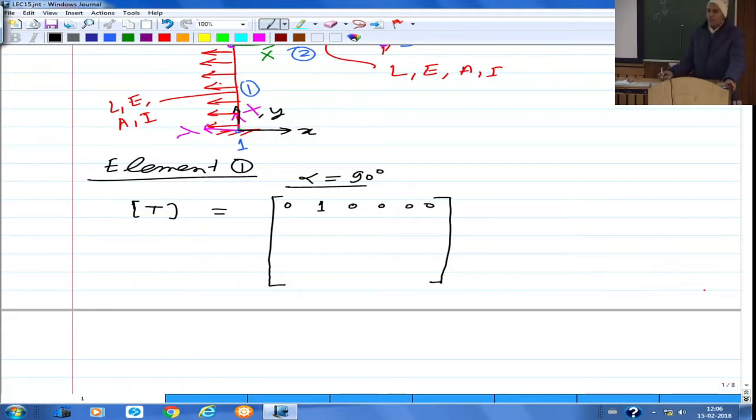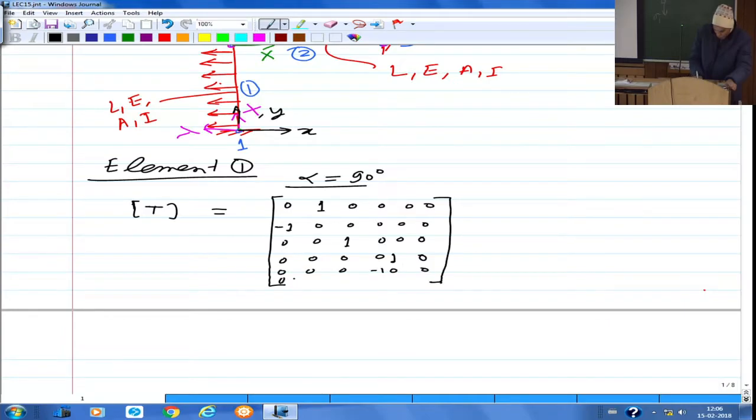Then the second row was minus sin alpha, cos alpha. So you will have here minus 1, this is 0, and then the rest of the things are 0. Then the third row was 0, 0, 1, 0, 0, 0, and then 0, 0, 0, 1, 0, and then 0, 0, 0, minus 1, 0, 0, and the last one is 0, 0, 0, 0, 1. So this will be your transformation matrix with alpha equal to 90 degrees.